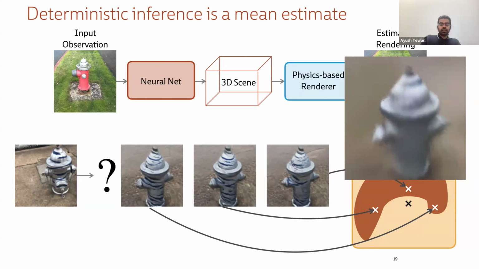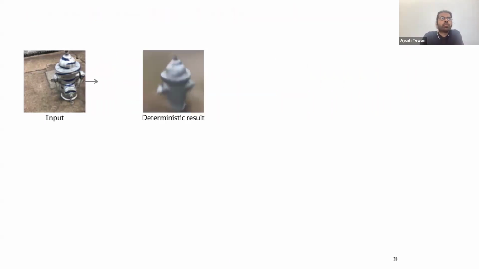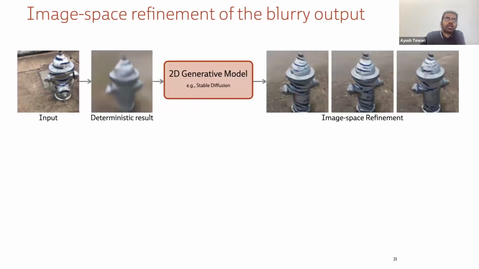We need to design a method that can actually reason about uncertainty and take that into account. One popular way in which people approach this problem is by asking whether the lost distribution in this aggregate solution can be recovered in 2D. So we had this deterministic result that was blurry. What if we use a 2D generative model? Generative models have a probabilistic nature. So what if we take the deterministic solution and try to recover the entire distribution of realistic solutions using a 2D generative model?